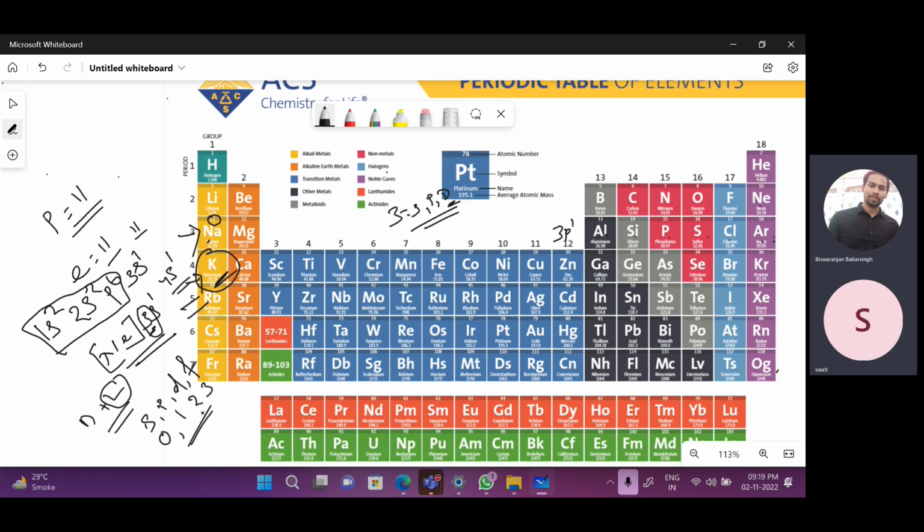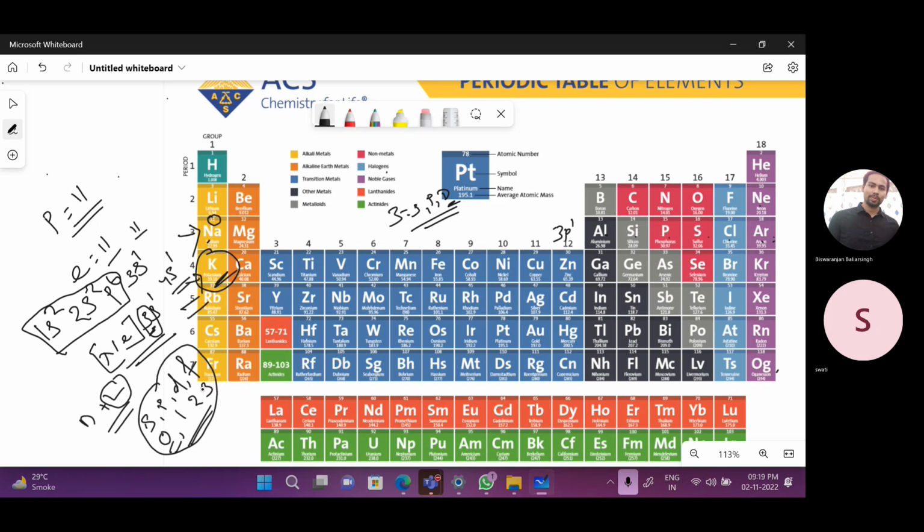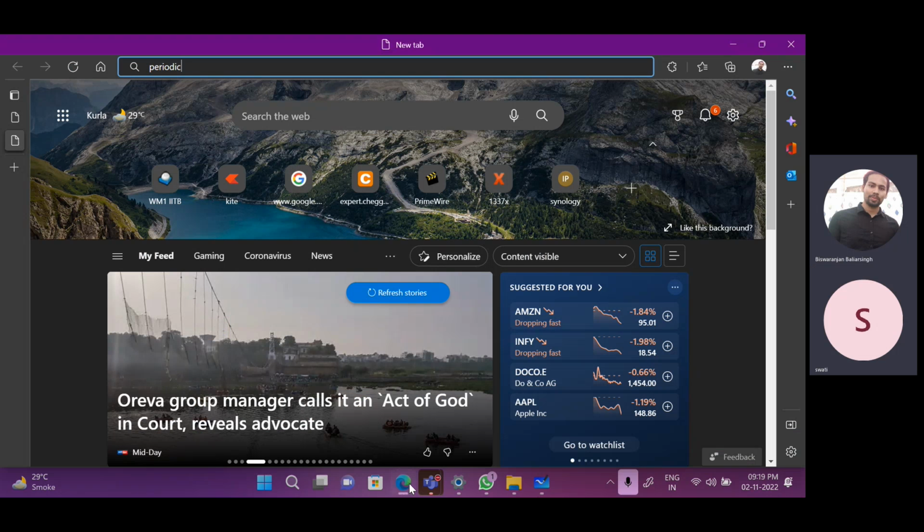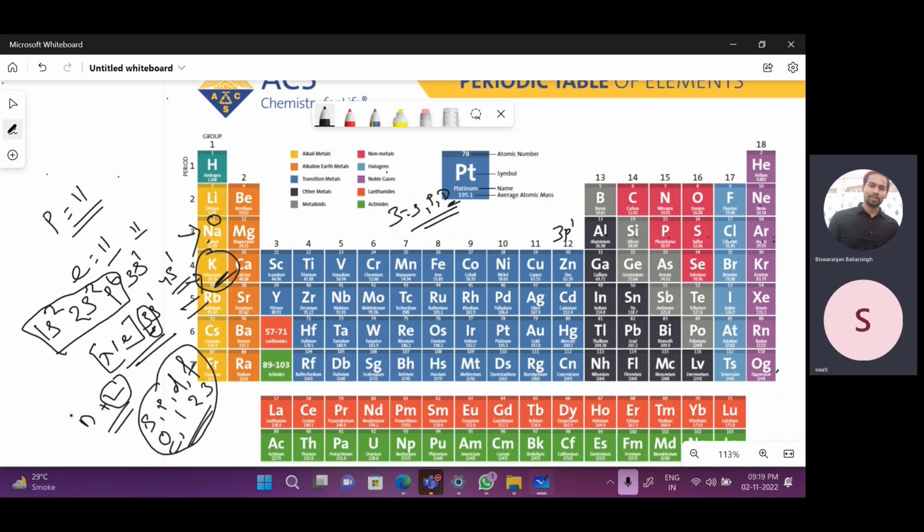0, 1, 2, 3, or 0, 1, 2, and 3? Okay, 0, 1, 2, 3. You can check and say what is the value of L. Yes, L is 0 for S, then 1, 2, 3. Okay. What is the value here of the 4s1?